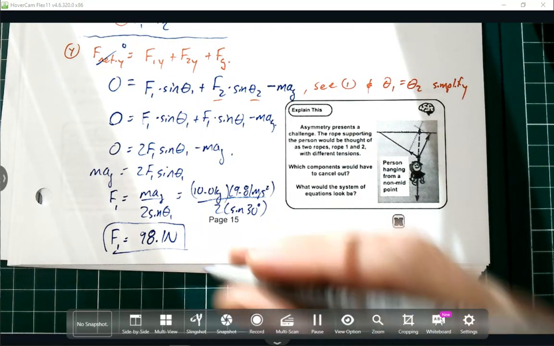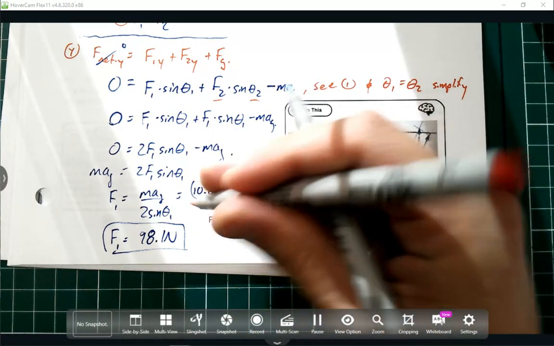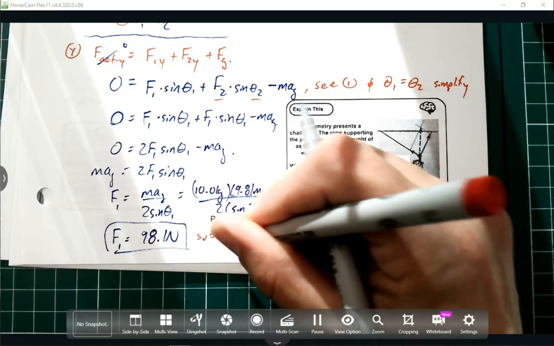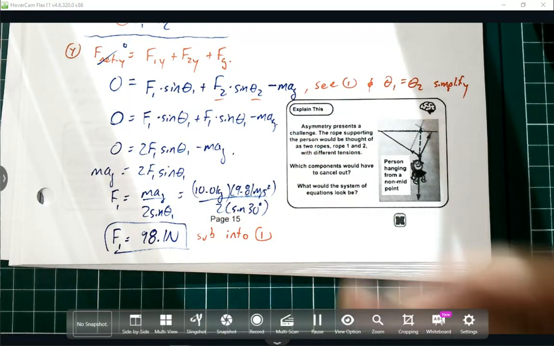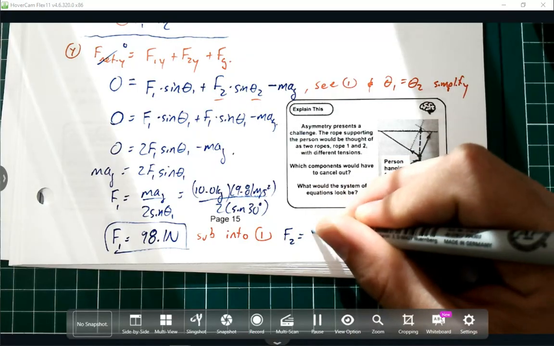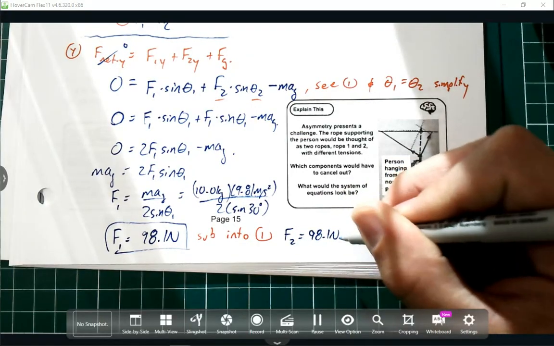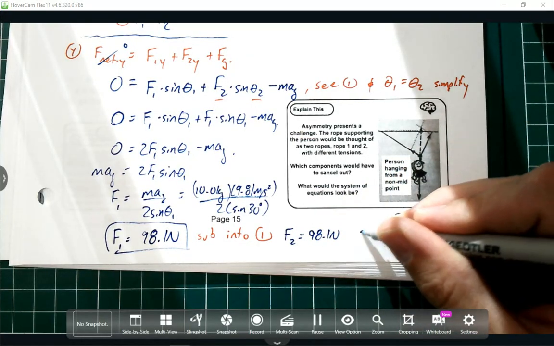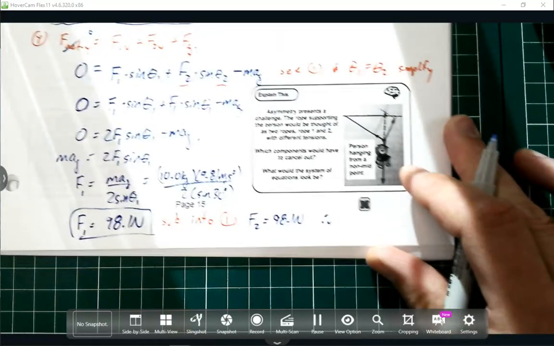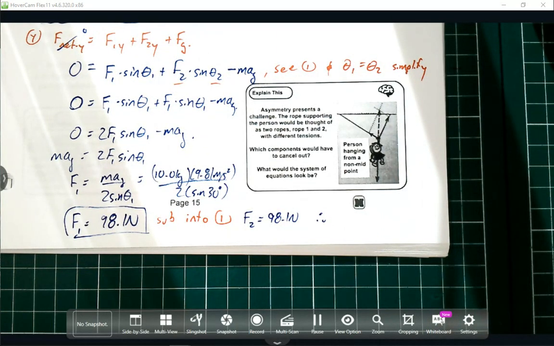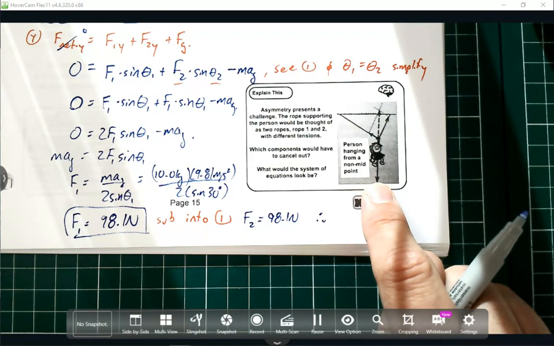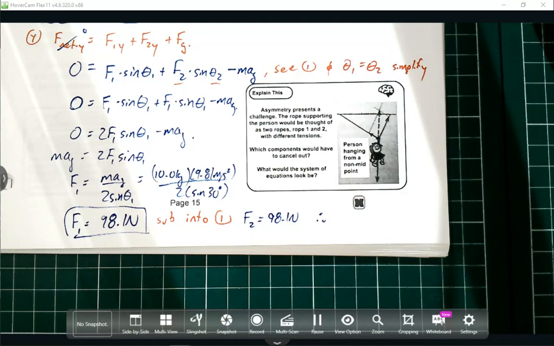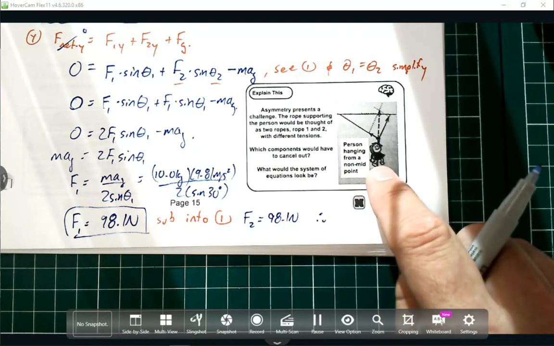98.1 newtons. And then we could just say sub into 1. I know I already said it out loud, but when we do that, we just say F2 is equal to 98.1 as well. And of course, we could write a therefore statement: therefore, the tension in each person's arm is 98.1. But it doesn't take a whole lot to change this thing. This is the special case for symmetry. We can make a lot of little cancelings and subbing ins.